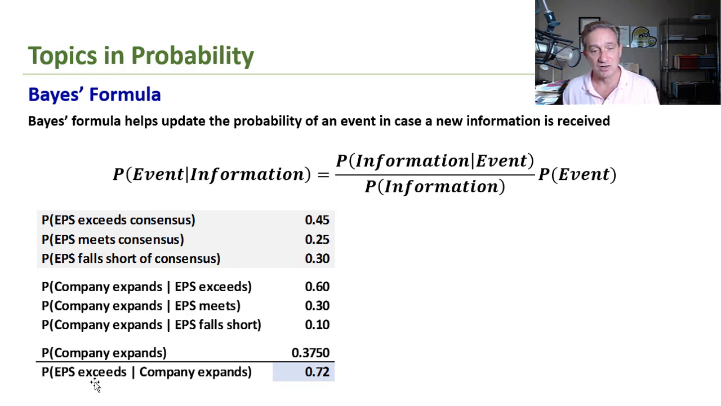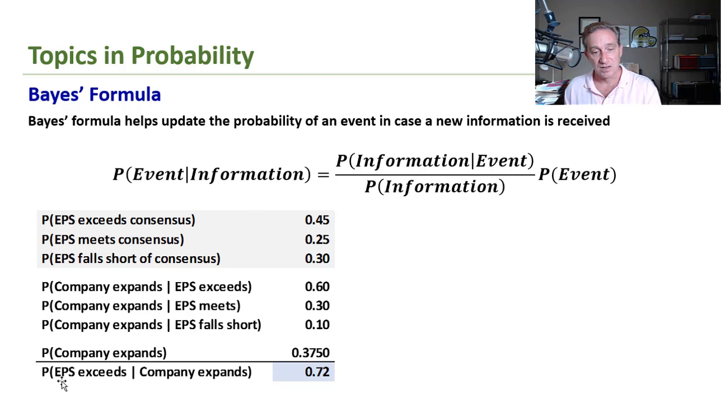What then is the probability that the event happens, that the company expands? In other words, what's the probability that EPS exceeds consensus conditional on the observation that the company expands? See how it switches the conditionality? And we aren't really given that right away directly. We would have to infer it here with the Bayes theorem.